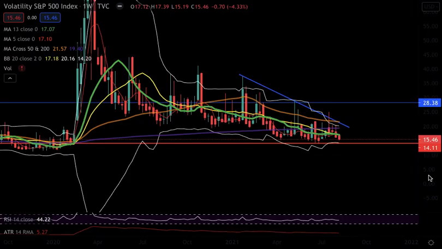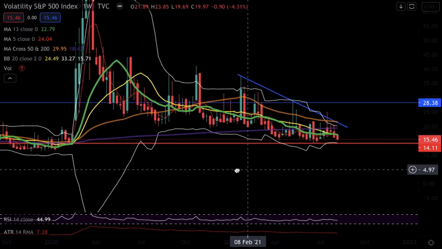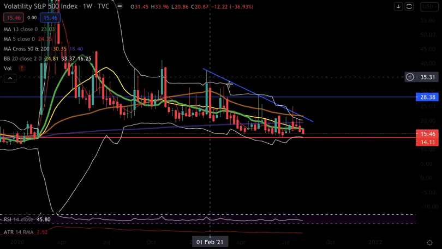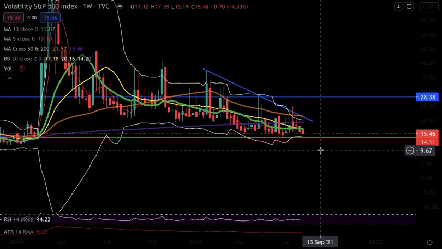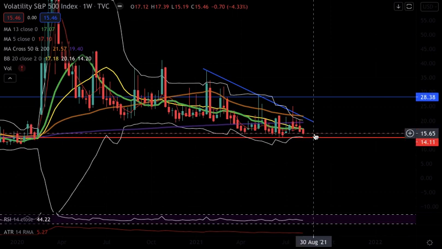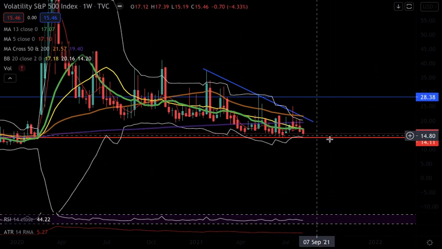Everybody? Today we are going to do a macro level technical analysis on the stock market. What we have here in front of us is a weekly chart of VIX. The VIX represents the fear in the market. As you can see, the fear in the market is pretty low. It's very low, and it also inverses the SPY.